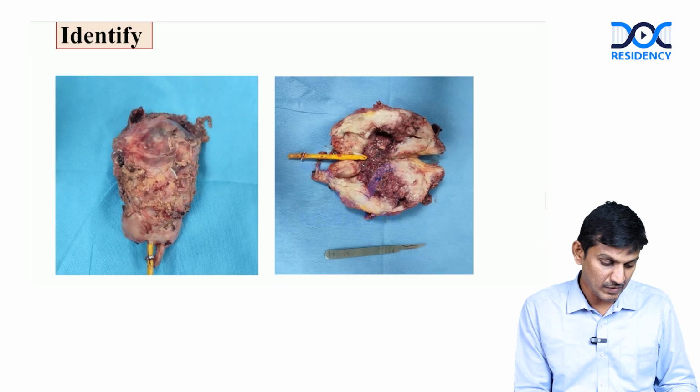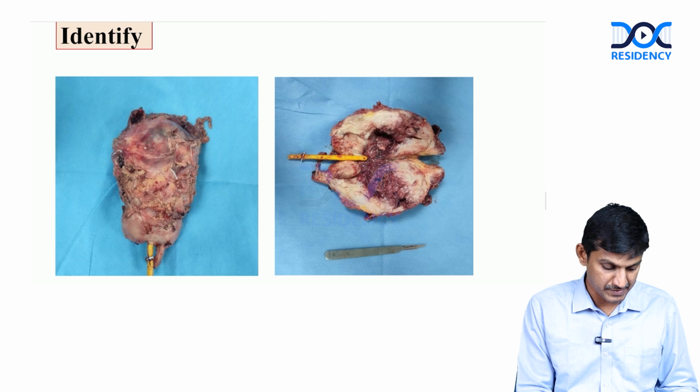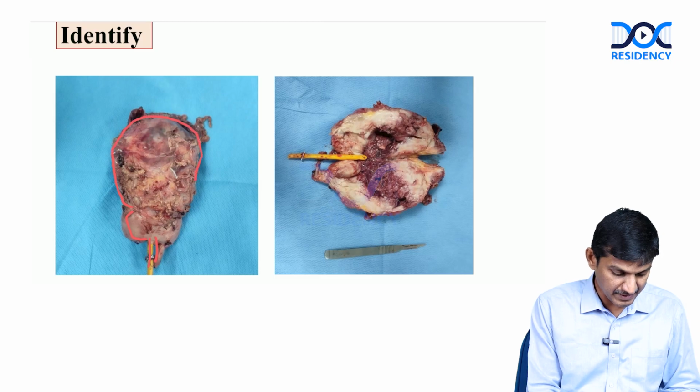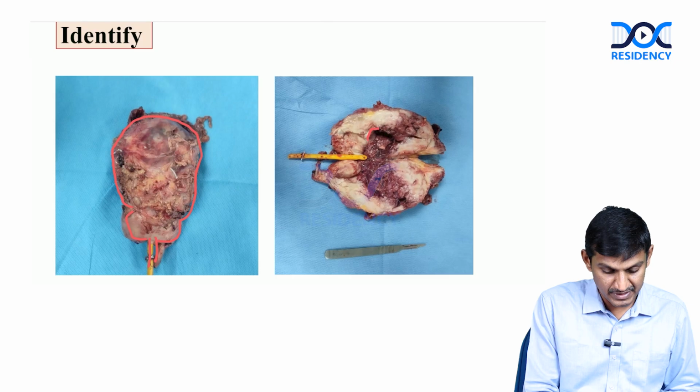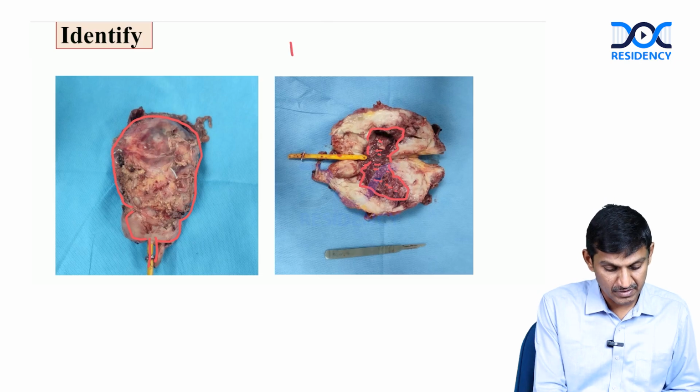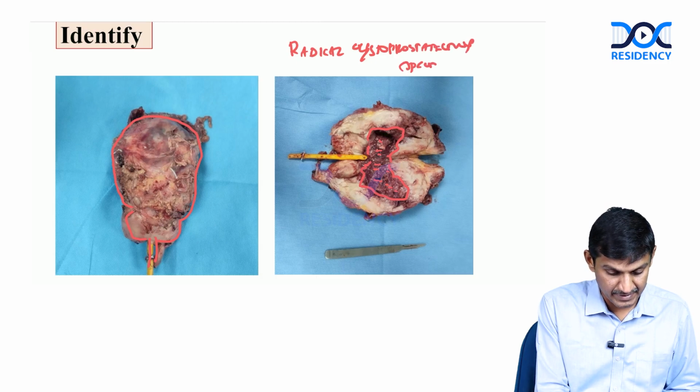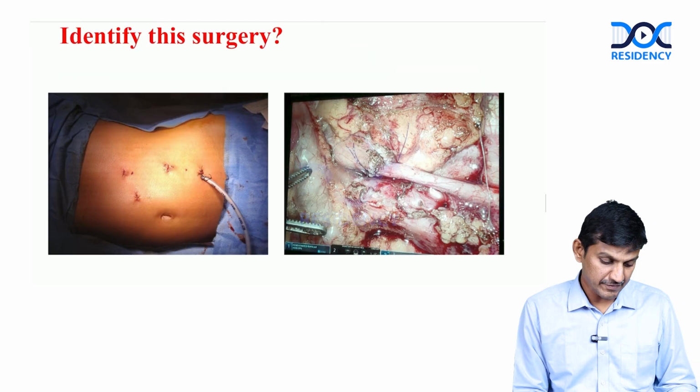Okay, right. Now identify this specimen. What is this probable specimen? So this we have already discussed. This again is a prostate and you see a big structure here. This is a case of carcinoma bladder. If you see, the bladder wall is thickened and the whole of the bladder is actually filled with tumor. It's a case of a radical cystoprostatectomy specimen.